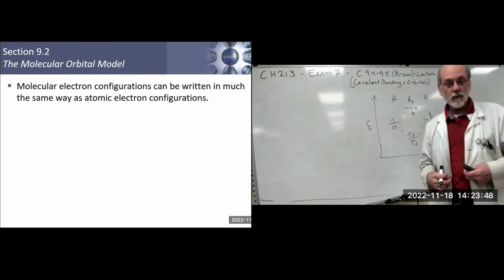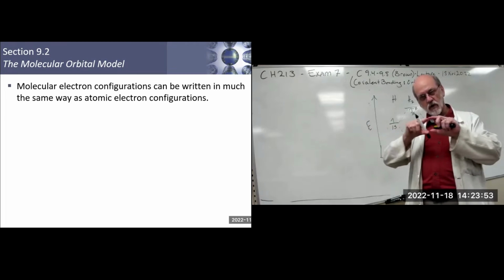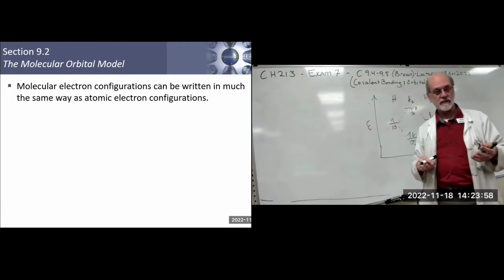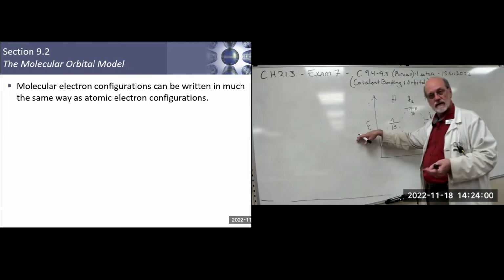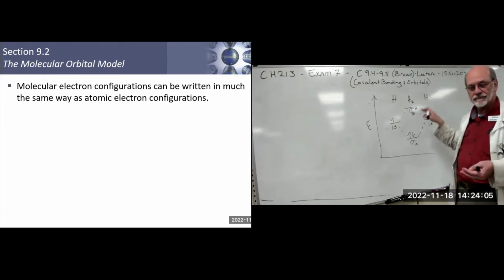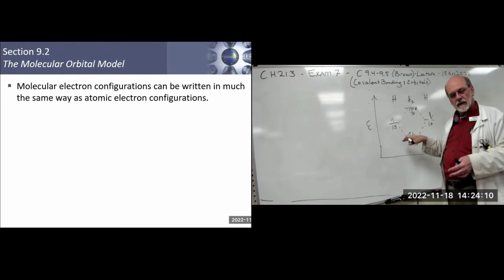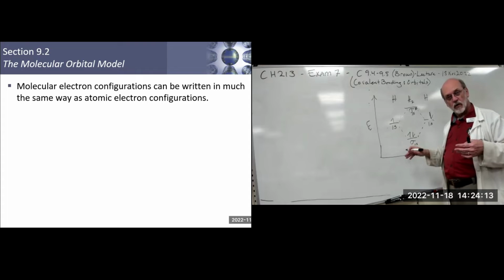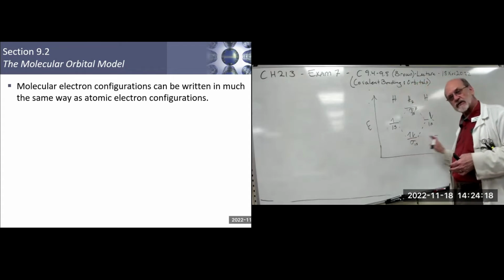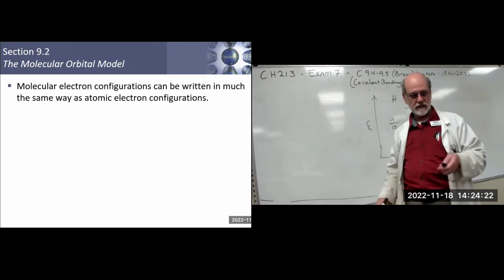We can write molecular orbital configurations, string them out across the page, just like we did with electronic configurations for atoms, where we have 1s, 2s2, 2p6, 3s2, and so forth. You can do that for molecular orbitals too. But in order to do that, you've got to know their energy relationship, because it's lower energy on the left, increasing energy to the right. So we have to know the order before we can do that.